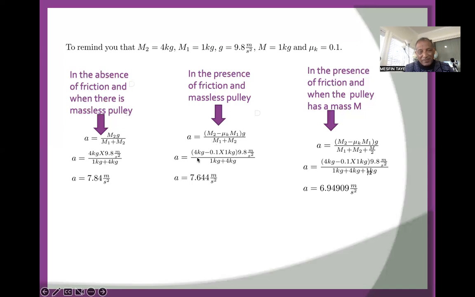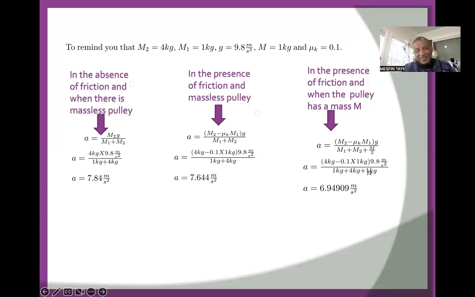So plug in the value of M2, mu k, M1, and gravity, and do the algebra: it is 7.644 meters per second squared. Look, this was 7.84, and now it becomes 7.644. The acceleration becomes smaller now. So I'm revising my whole discussion.